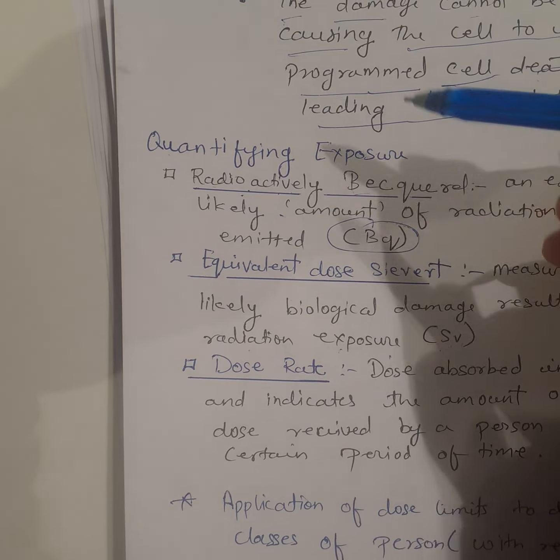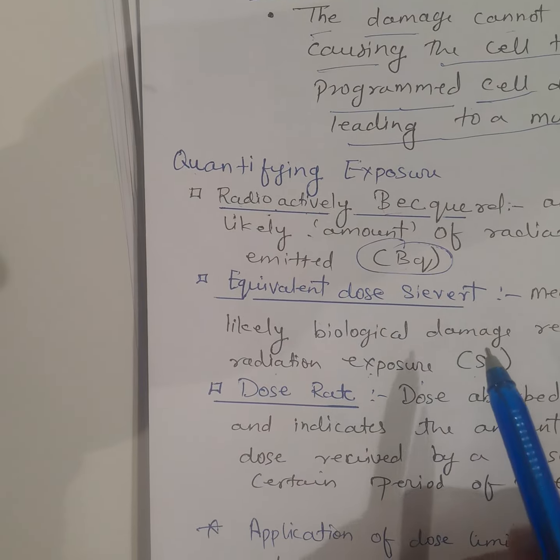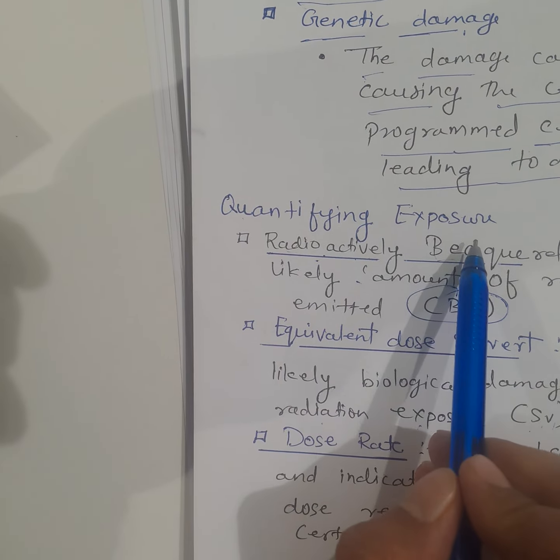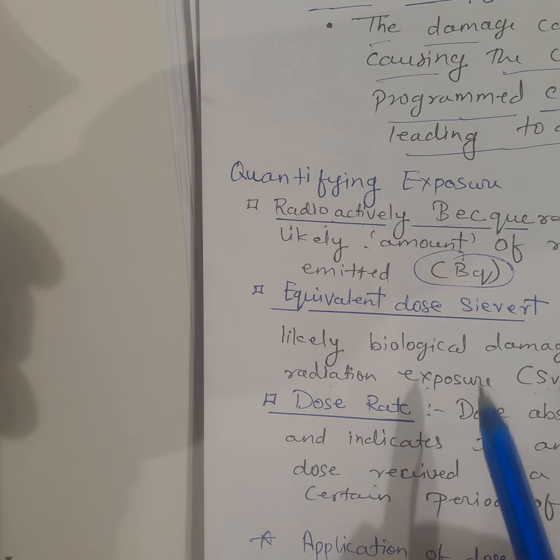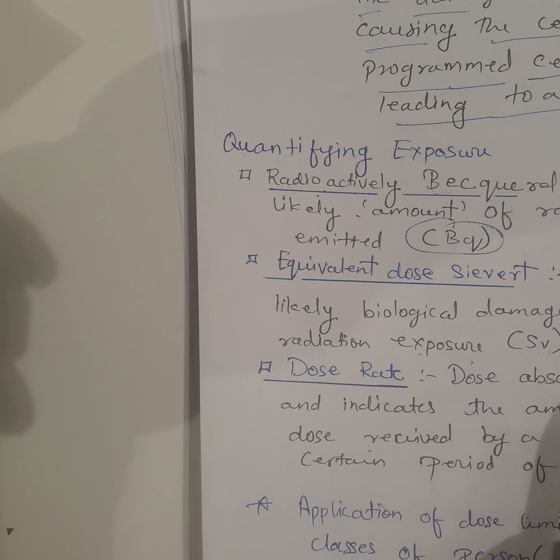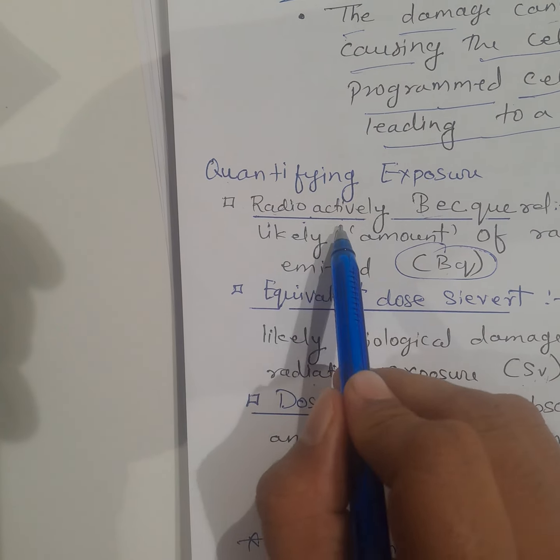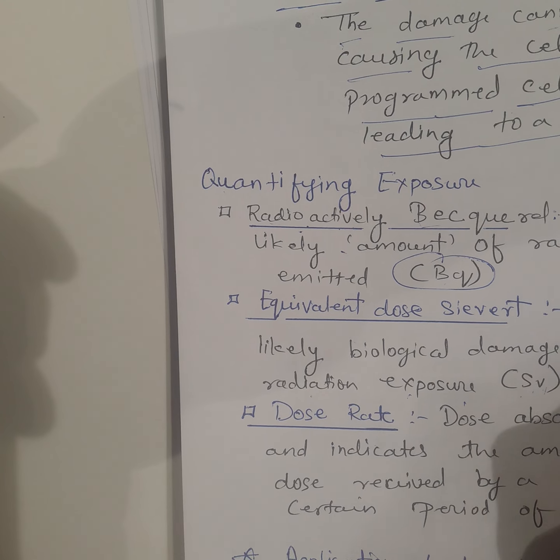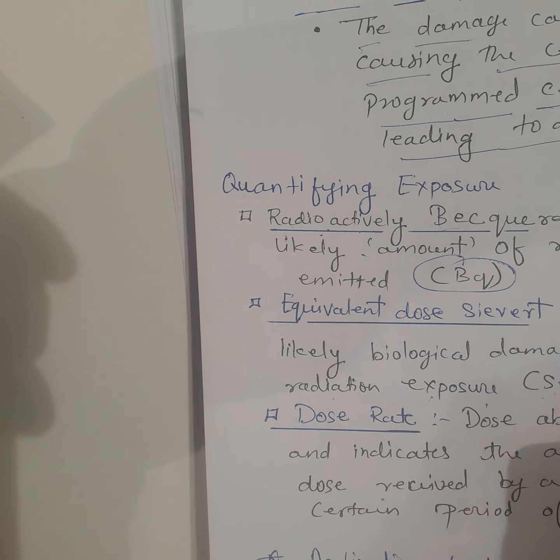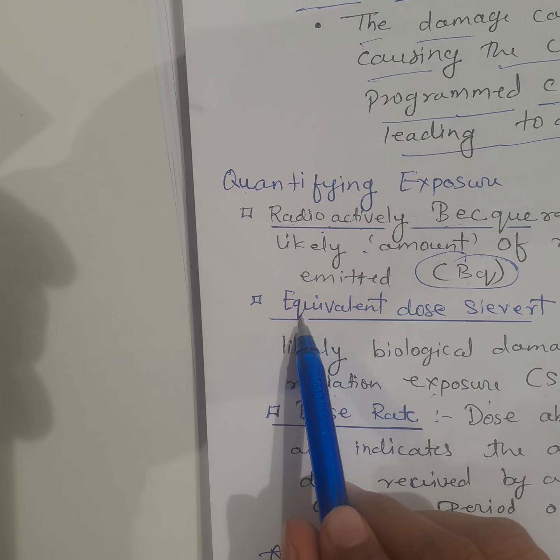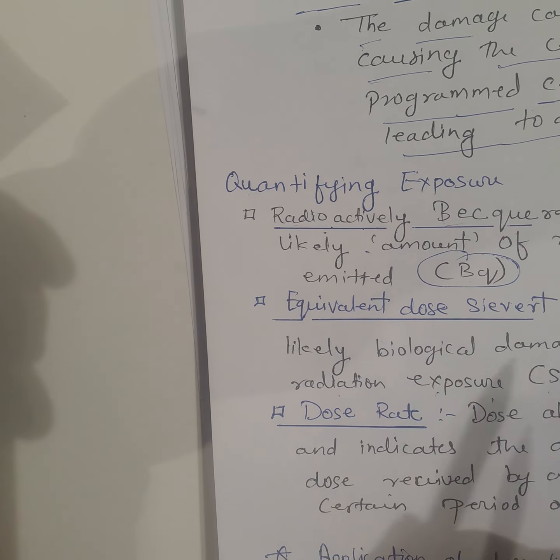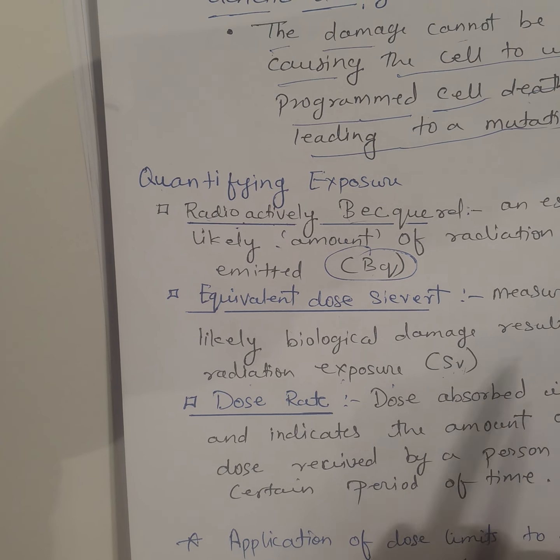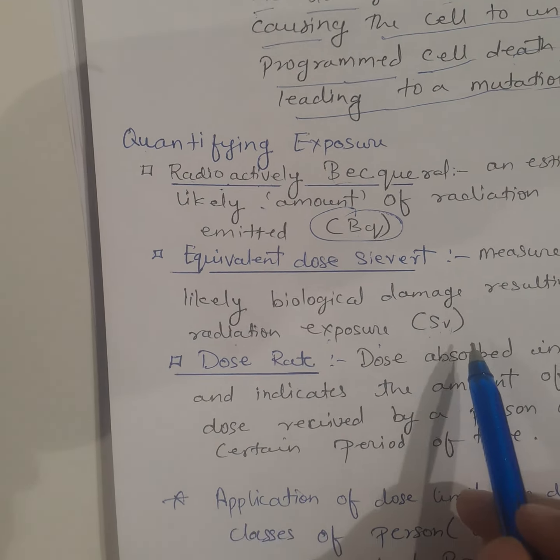So there are different types of quantifying exposures. We are going to see what is Bq and what is Sv. Radioactivity, becquerel, is a measure of the likelihood amount of radiation being emitted, and equivalent dose, sievert, is a measure of the likelihood of biological damage resulting from radiation exposure, Sv.